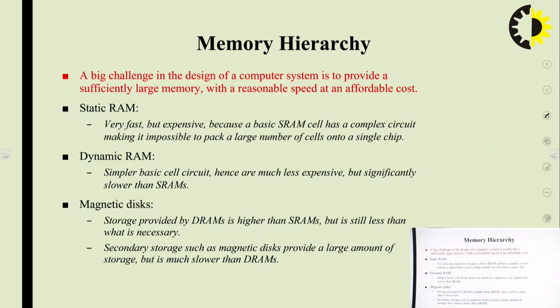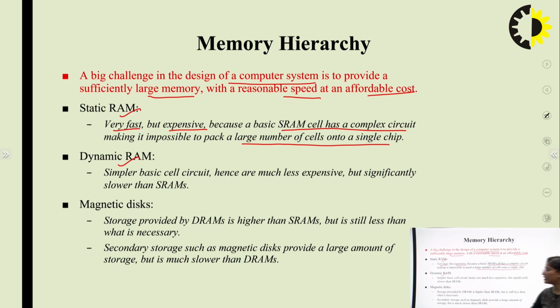So what is the big challenge in the hierarchy of memory? The big challenge is in the design of a computer system: we want to provide larger memory with a reasonable speed and at an affordable cost. There are 2 types of RAM, static RAM and dynamic RAM. What is the difference between them? Static RAM is very fast, but it is expensive. Why is it expensive? Because a basic SRAM cell has a complex circuit, as a large number of cells are implemented on a single chip.